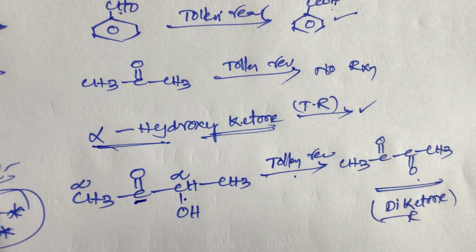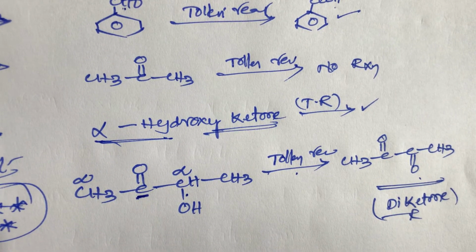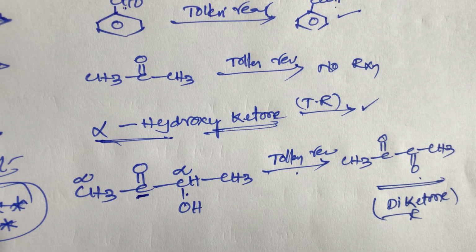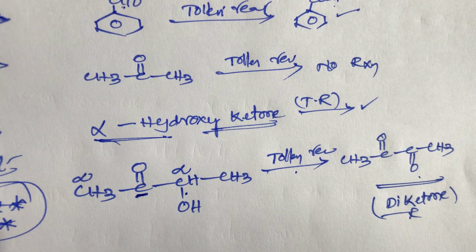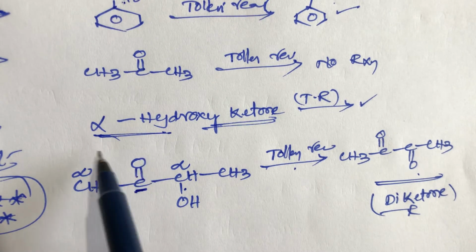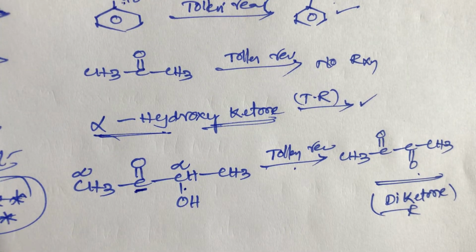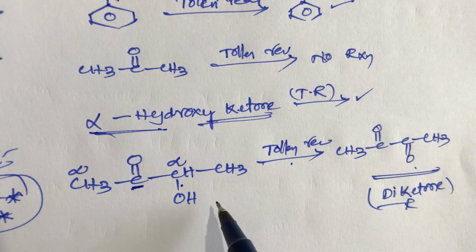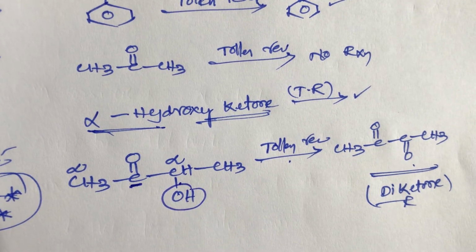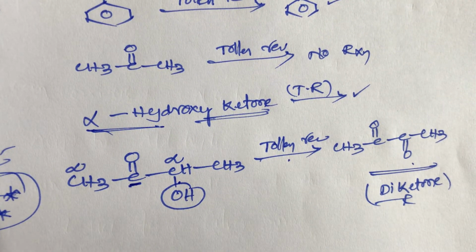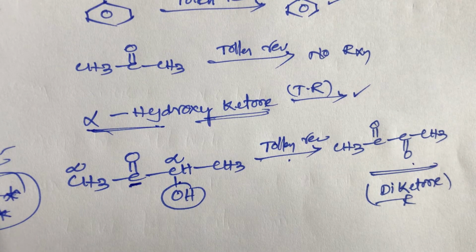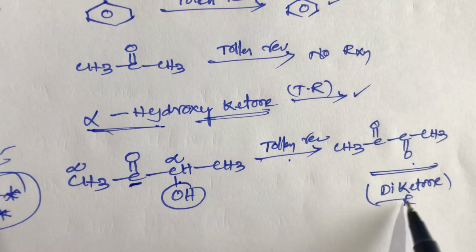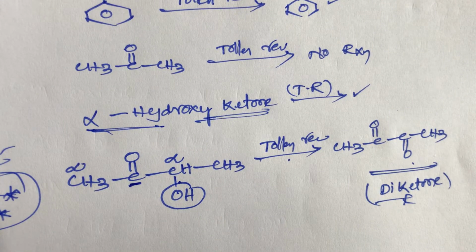Tollens reagent oxidizes only aliphatic aldehydes and aromatic aldehydes, but cannot oxidize ketones. But in some exception cases, if the compound has an alpha hydroxy keto group, this alpha hydroxy group reacts with Tollens reagent to form a diketone. So this is the exception case, student. Alpha hydroxy ketones are also oxidized with Tollens reagent to form a diketone, not an acid. You remember, student, this is very important.